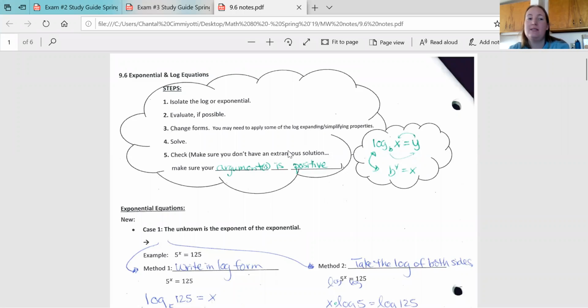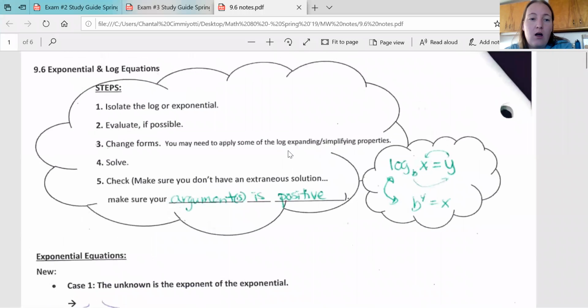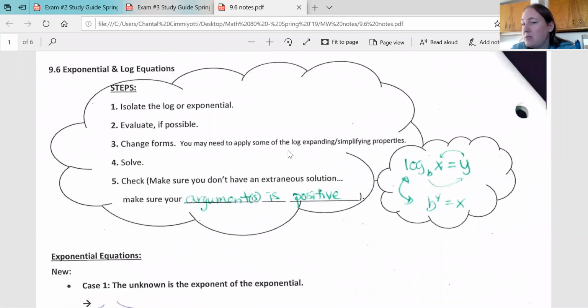All right, so 9.6 is on exponential and logarithmic equations. And I have here the steps for solving these equations. Just like we've done for absolute value and square roots and things that are squared, or even just trying to solve for x in a linear equation.